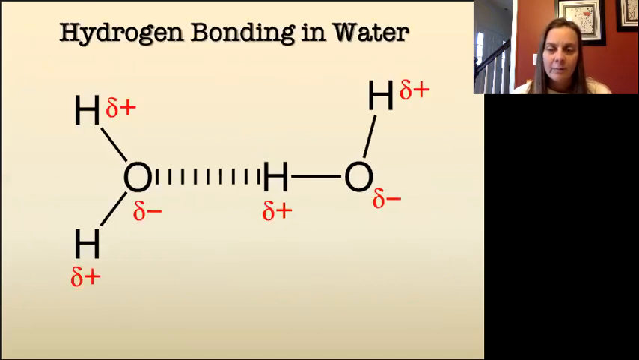Another place where hydrogen bonding is incredibly important is in water. It accounts for a lot of the characteristics of water in terms of its ability to dissolve other things, its structure when it's frozen, its high specific heat. All of those things have to do with this hydrogen bonding between hydrogen on a water molecule and oxygen on a neighboring water molecule. So that's hydrogen bonding.